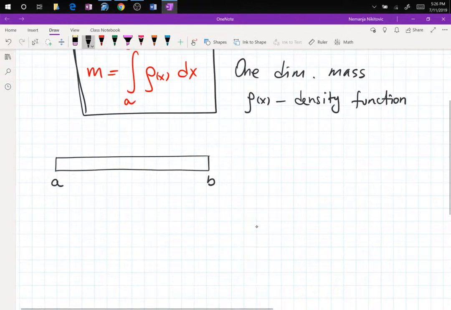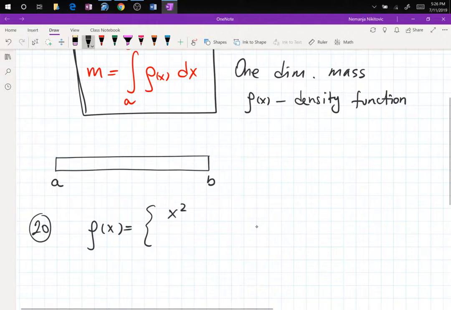So they give you in problem 19 or 20. Let's do 20. It's worse. So rho of x, which is your density function, is given as a piecewise function: x squared for x's that are between 0 and 1, and then x times (2 minus x) if your x is in between 1 and 2.